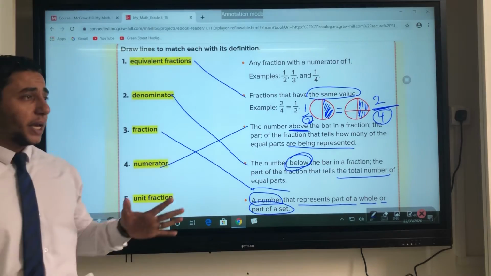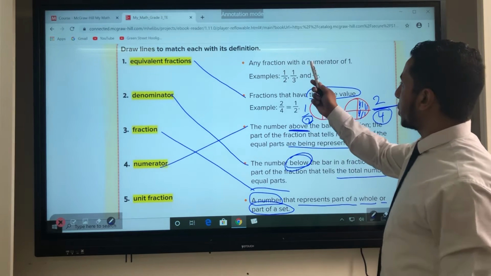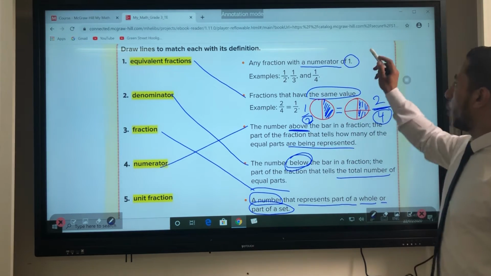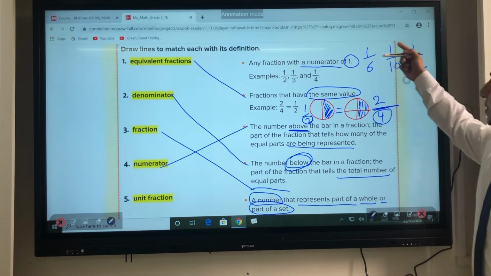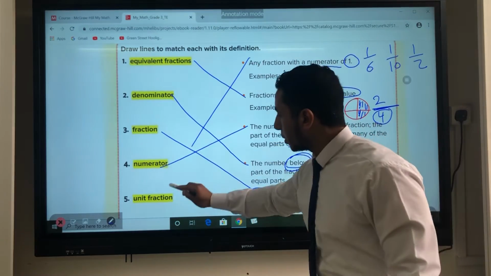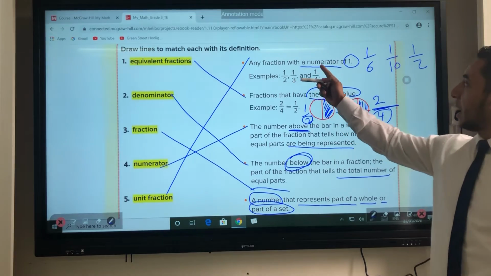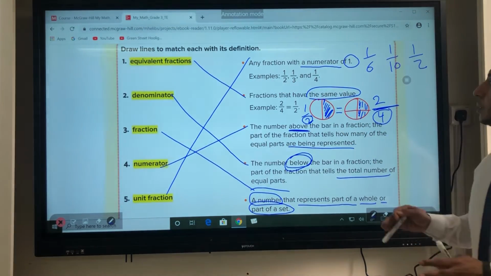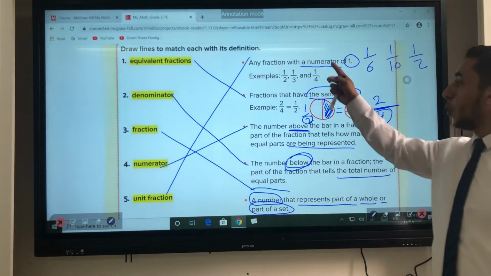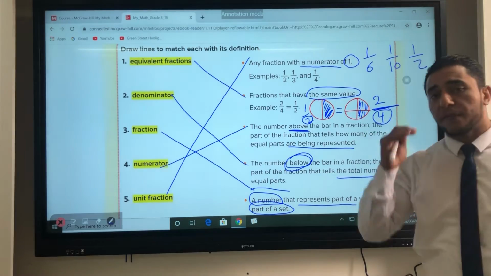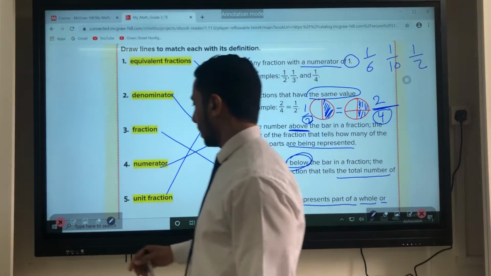Last definition is unit fraction. Any fraction with a numerator of 1, like 1 over 6, 1 over 10, 1 over 2. All these fractions are called unit fractions. So any fraction that has 1 as a numerator is called a unit fraction. So 1 out of 2, 1 out of 3, 1 out of 4, 1 over 5, 1 over 6. These are called unit fractions. Excellent.